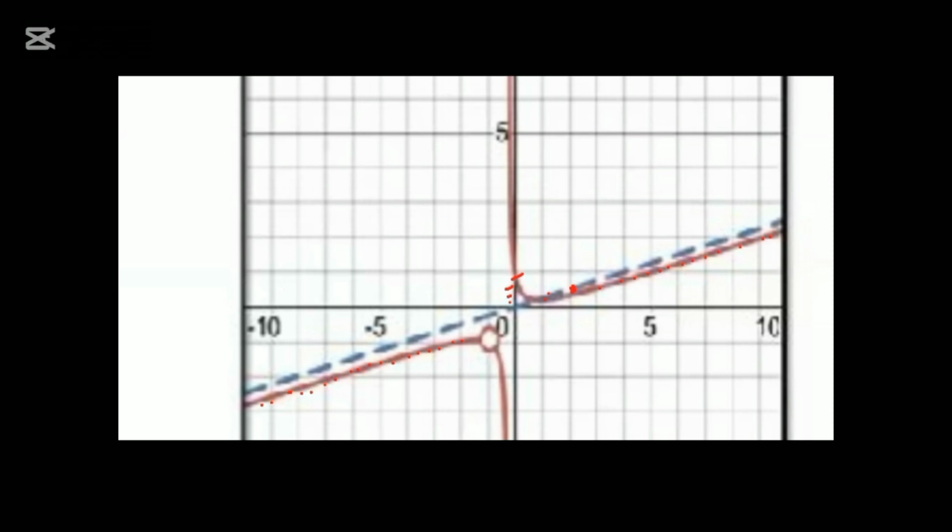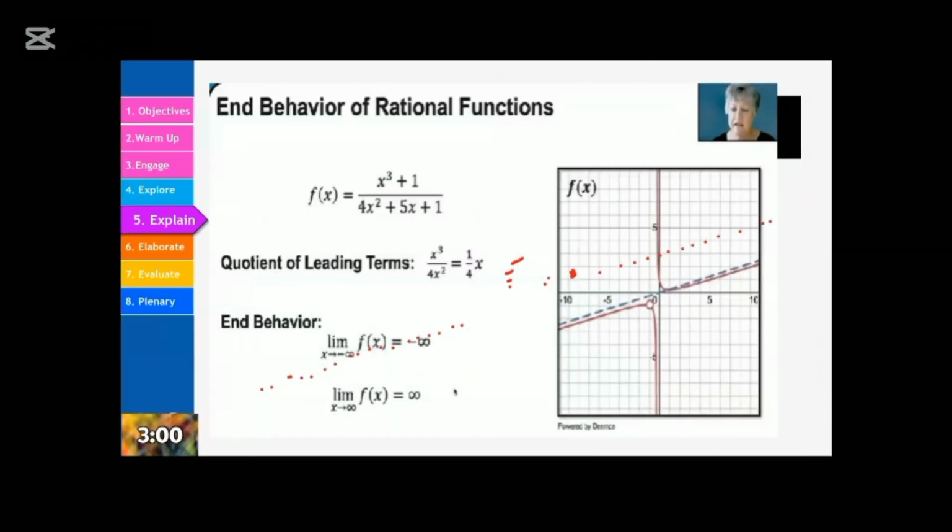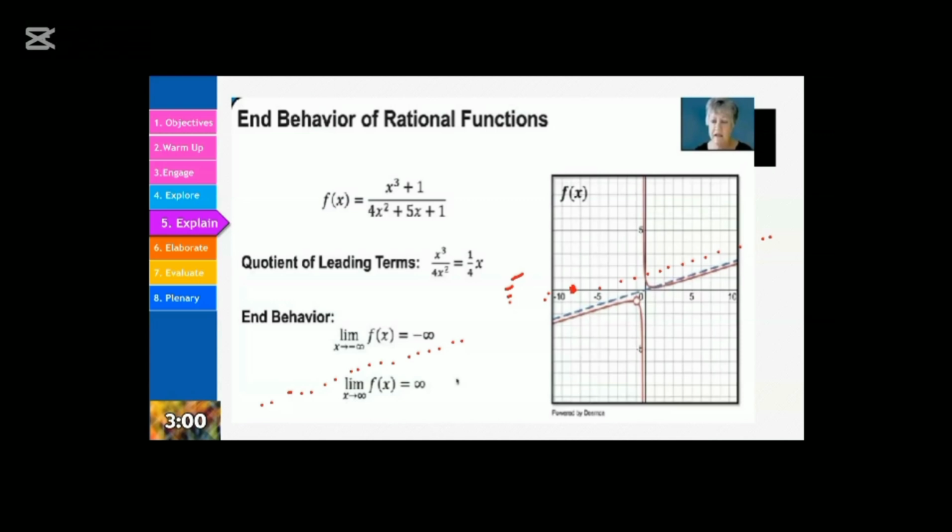Okay, and then he joined between them to give you the graph. So here, this means the behavior here and the limit of x will be negative infinity from the negative part, or from the left part, and it will be positive infinity from the right part. Do you understand that?